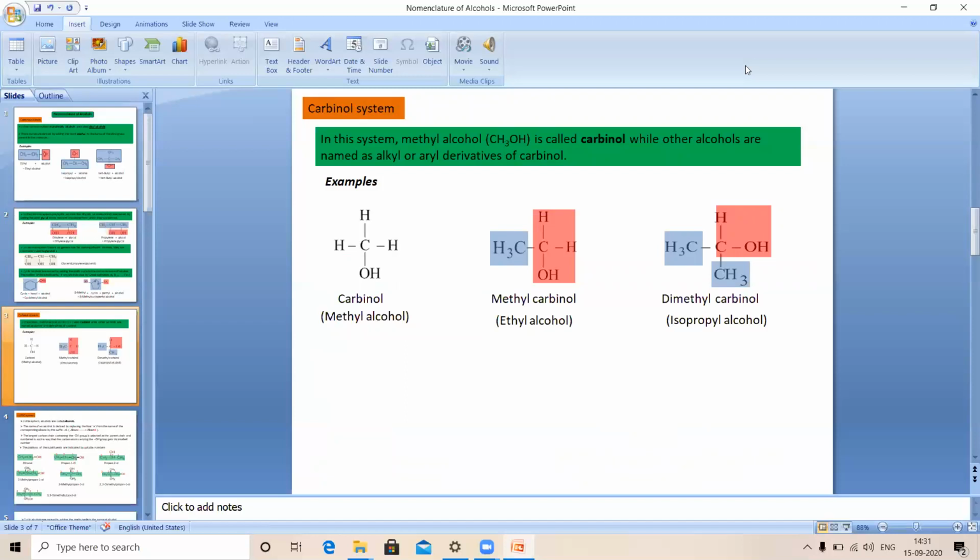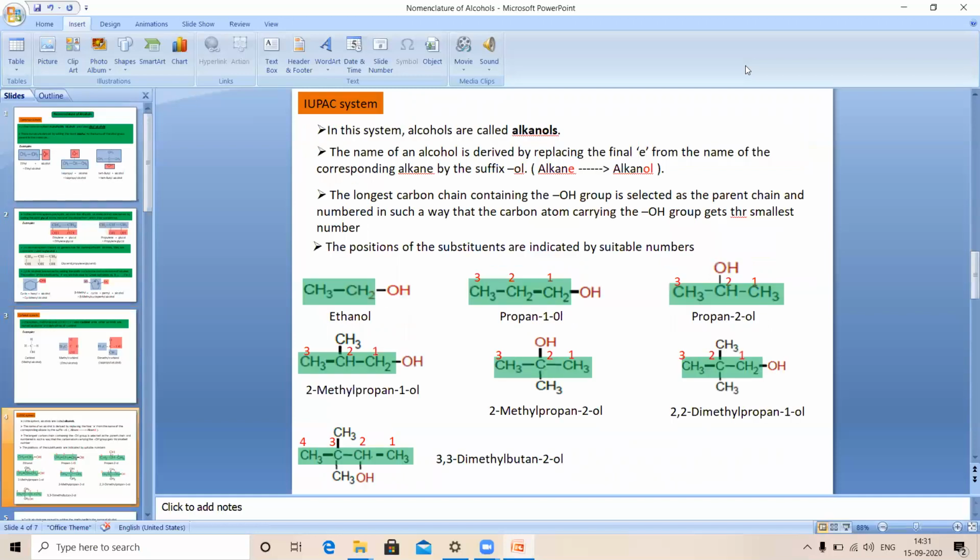the CH2OH is the methyl group, and that methyl group is attached to the CH3 group. That's why the name becomes methyl carbinol. If two methyl groups are attached to the carbinol, then the name becomes dimethyl carbinol. So this is the second system.